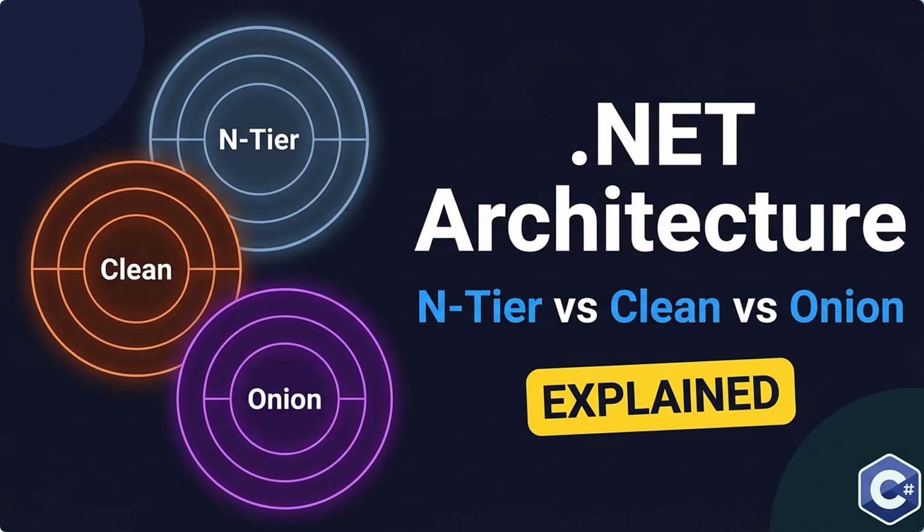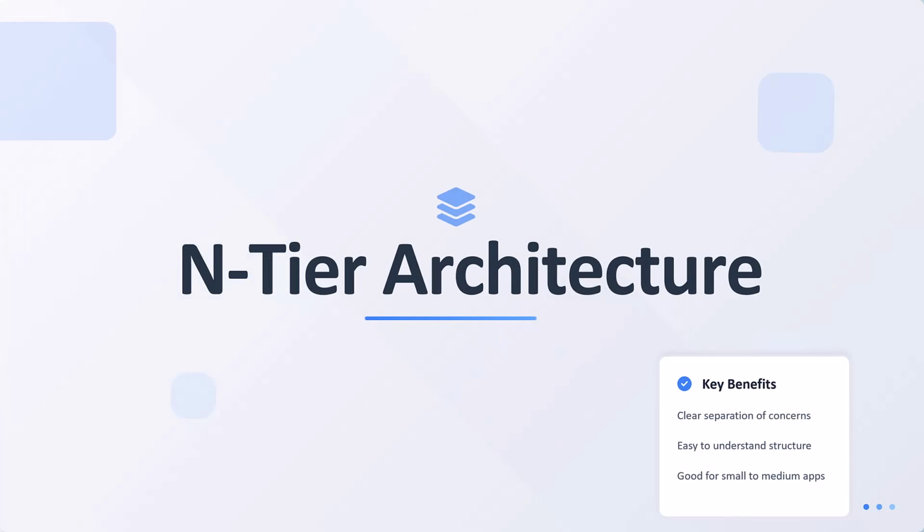Now before we dive in, architecture is the blueprint for where your code lives and how the pieces communicate with each other. That's it. Don't let the fancy words intimidate you. Let's start with the classic N-tier architecture. This will probably be the first structure you will see when you open a beginner .NET tutorial.